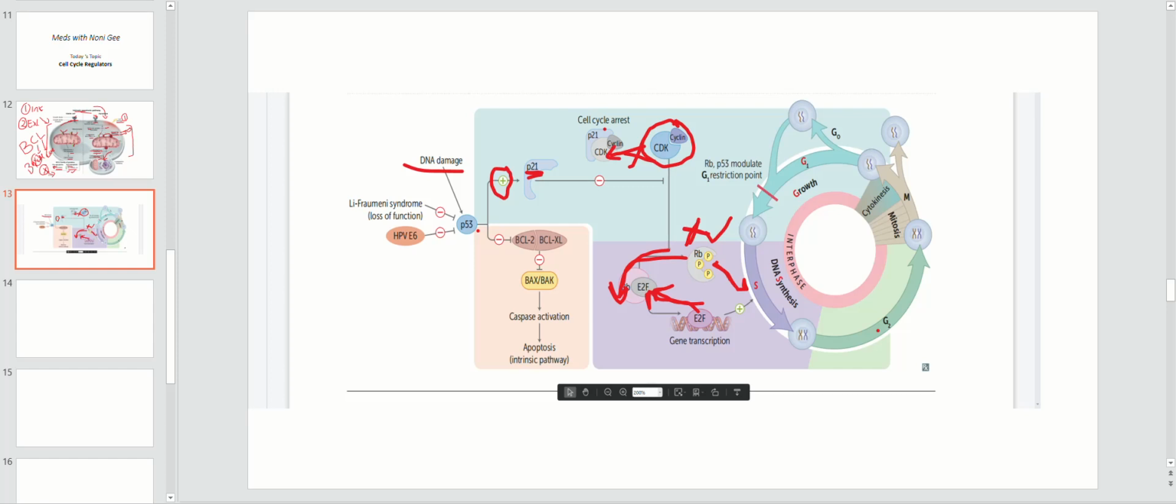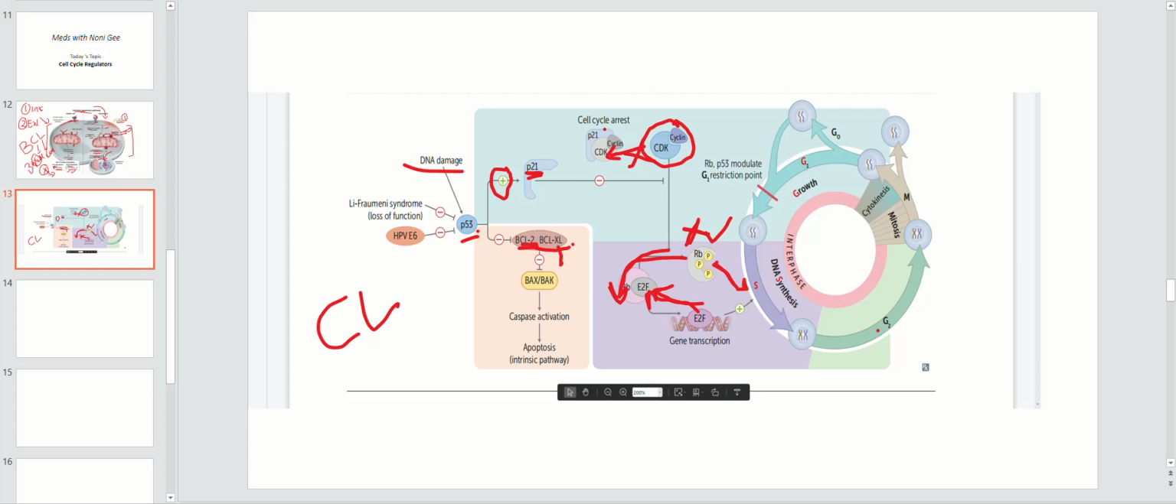P53, which is a tumor suppressor gene, does the other job. What does it do? Now this cell is stopped, right? This cell's growth is arrested. Now the body also needs these cells to undergo apoptosis. This is also a job done by P53. How does it do this? It causes inhibition of BCL2 and BCLX, which I call cell life proteins. So the cell life proteins are inhibited by P53, meaning the cell doesn't need to survive. It undergoes apoptosis.